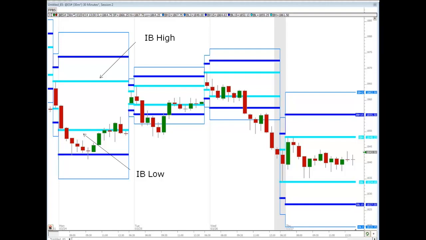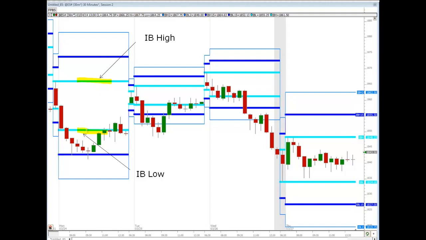All right, so let's go through a quick review here of the key elements on the chart, and let me highlight the IB high, and I've chosen the color cyan for my actual initial balance high and the initial balance low. So these two levels make up the first hour of trading. Each of these is a 30-minute candle.